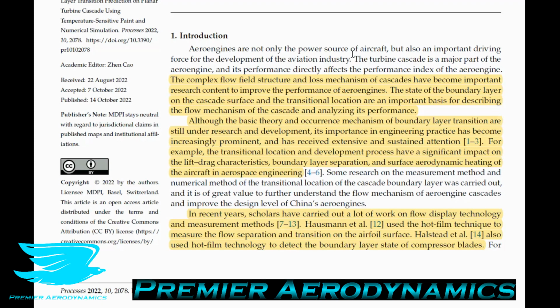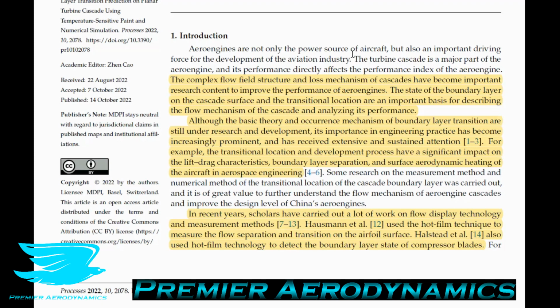So the state of the boundary layer on the cascade surface and the transitional location are an important basis for describing the flow mechanism of the cascade and analyzing its performance. Although the basic theory and occurrence mechanism of boundary layer transition are still under research and development, its importance in engineering practices has become increasingly prominent and has received extensive and sustained attention. For example, the transitional location and development process have significant impact on the lift to drag characteristics, boundary layer separation, and surface aerodynamic heating of the aircraft and aerospace engineering.